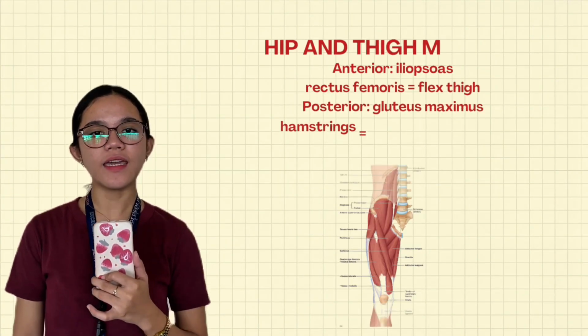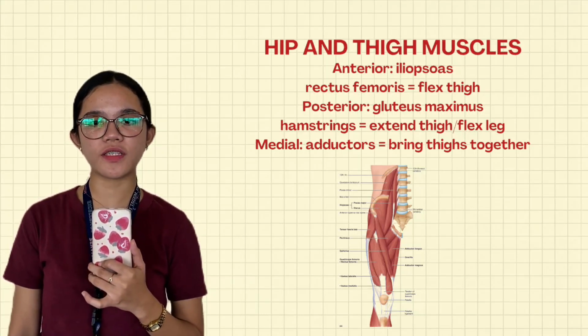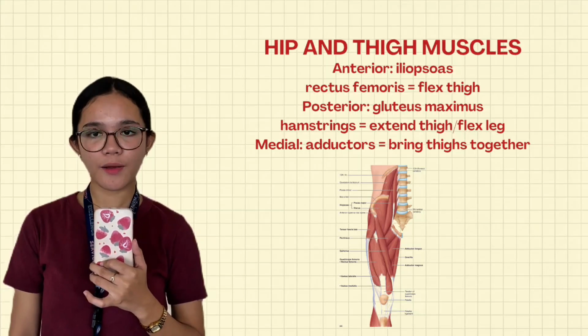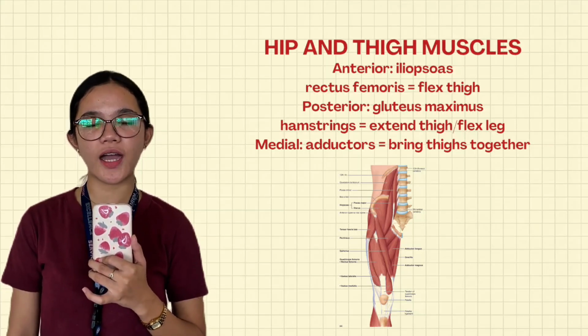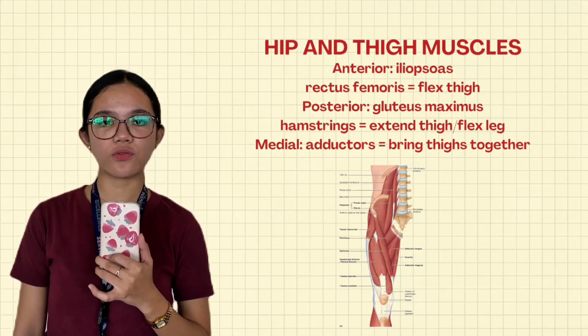Lower limbs. Hip and thigh muscles. Anterior: iliopsoas and rectus femoris flex the thigh. Posterior: gluteus maximus and hamstrings extend the thigh and flex the leg. Medial: adductors bring the thighs together.